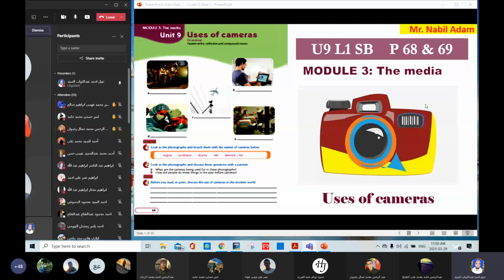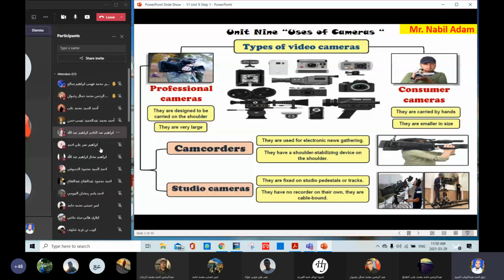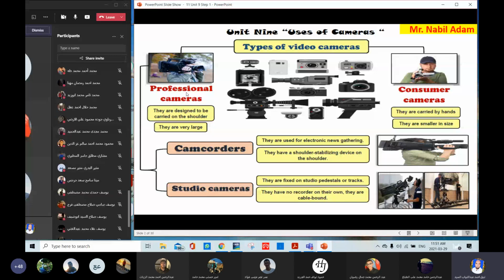Professional cameras have two types: camcorders and studio cameras. Professional cameras are designed to be carried on the shoulder. They are very large, while consumer cameras are carried by hand and are smaller in size. Camcorders are used for electronic news gathering, for collecting and gathering news. Please turn off your mics.